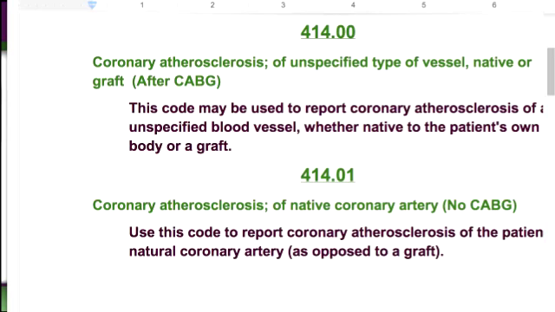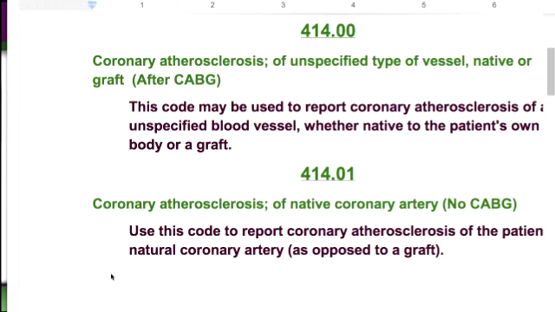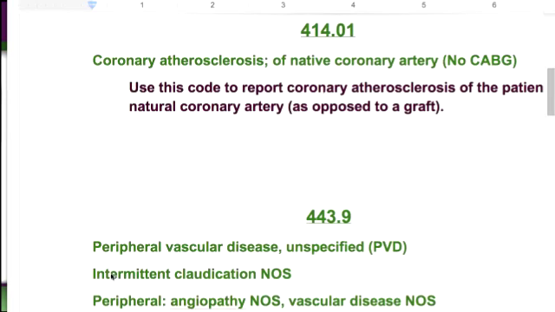So if they've had a CABG, use 0.00, think the two zeros look like two heads of cabbage, two round circles there. If they've not had a CABG, oh, look, it doesn't look like two zeros, it's 01, so no CABG was done. But that's, again, coronary atherosclerosis, and it's CAD. Okay, now then let's scroll down just a little bit.